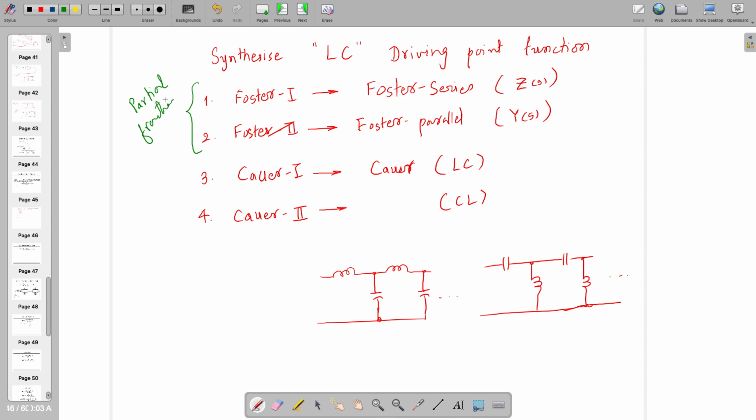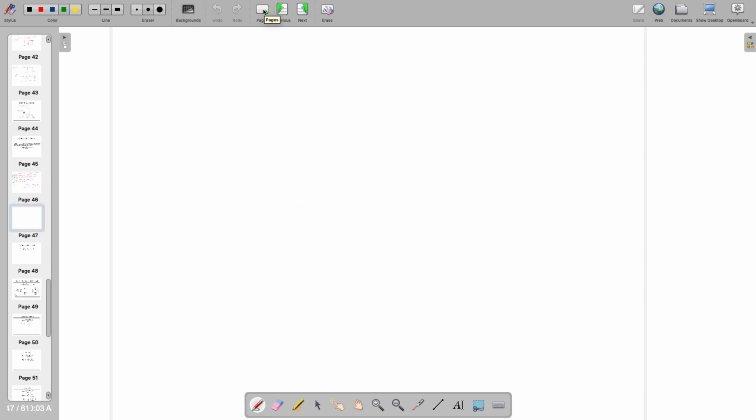To solve Foster 1 and Foster 2, you have to follow the partial fraction method. For this case, what do you think should be the thing? Continued fraction. Right. So when you are doing this in the first method, let's assume that there is a function which is given and looks like this one.